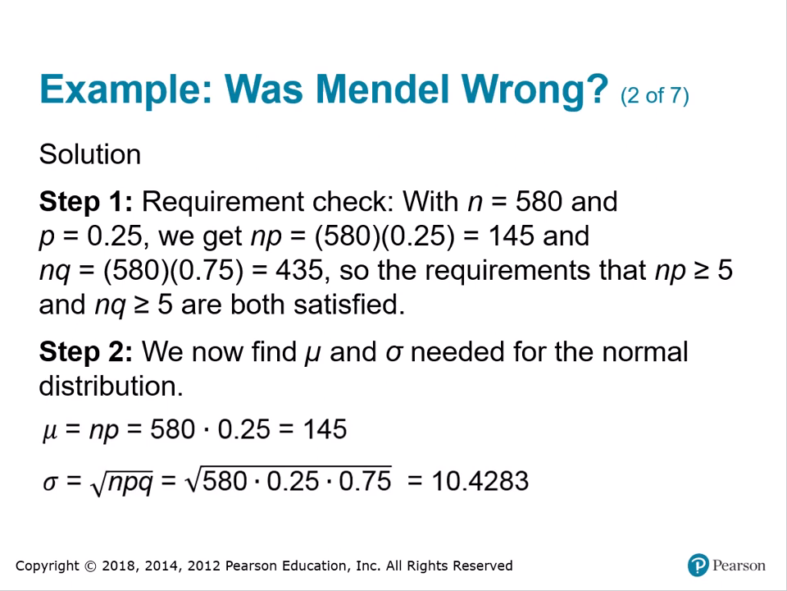So, as you can see, n times p gives us 145. That's our average. Our standard deviation is the square root of n times p times q. So it's 580 times 0.25 times 0.75, and we need to take the square root. Do not forget to take the square root. And that gives us 10.483.